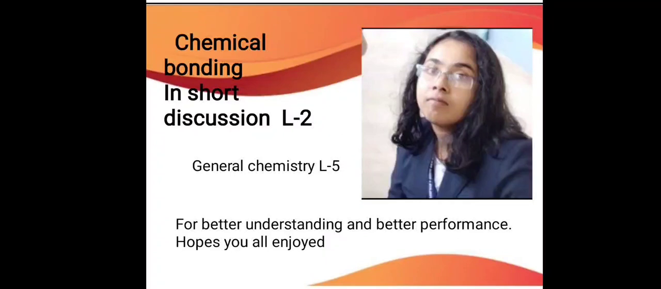Chemical bonding. Previously we discussed VSEPR theory, valence shell electron pair repulsion theory, which says that lone pair-lone pair repulsion is much greater than lone pair-bond pair and bond pair-bond pair repulsion. Due to this, lone pair repulsion is maximum, so when we draw or predict the structure, we have to keep in mind that lone pairs should be at maximum distance.